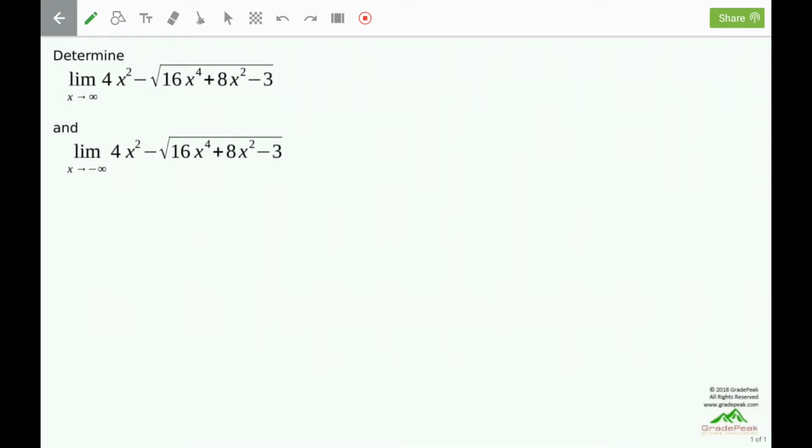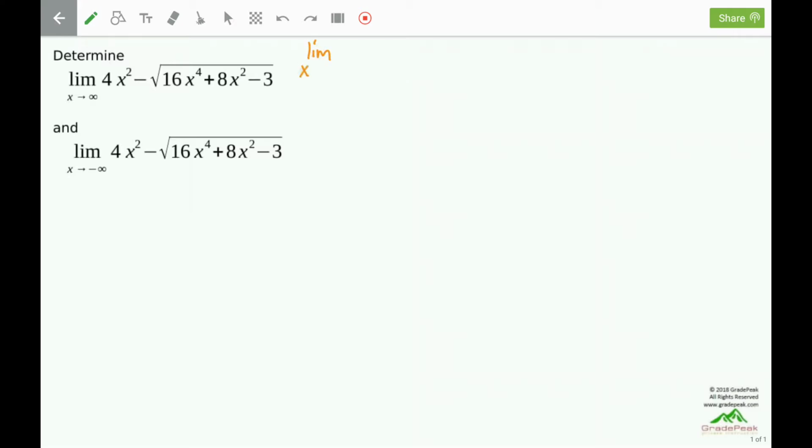Determine the limit as x approaches positive infinity and as x approaches negative infinity of 4x squared minus the square root of 16x to the fourth plus 8x squared minus 3. Since the powers of the x terms are even in each of the expressions, the limit as x approaches positive infinity and the limit as x approaches negative infinity will have the same result. And we can calculate the limits simultaneously.